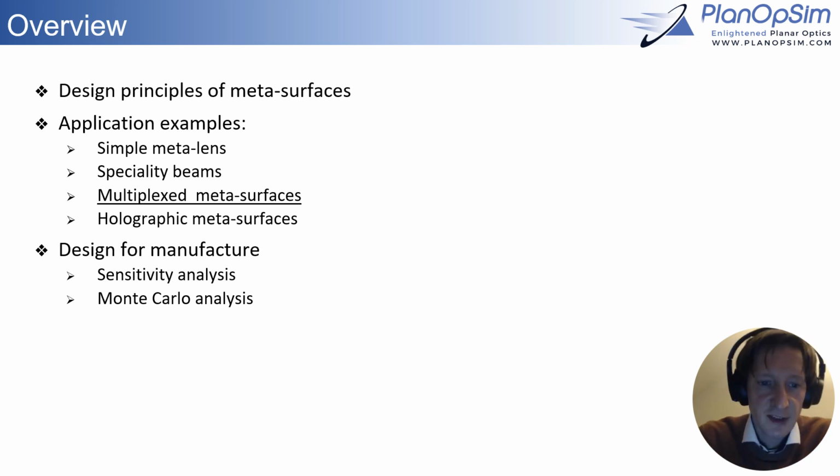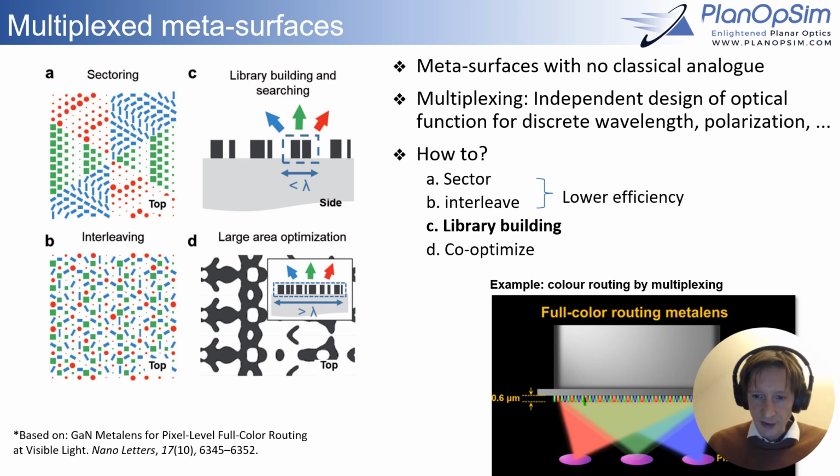But we can take this even a step further and make components that would not have been possible in classical ways, for instance, these multiplexed metasurfaces. What I mean by a multiplexed metasurface is a component that has an entirely different behavior for a different set of incident conditions that can be set also independently. For example, this could be a different functionality for a different wavelength or a different polarization, perhaps even a different angle of incidence. And there are a couple of approaches, in fact 4, in which this has been achieved.